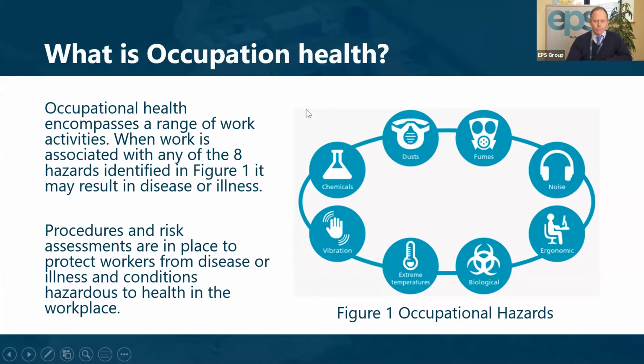So just to summarize, what is occupational health? Occupational health encompasses a range of work activities, and when work is associated with any one of 8 hazards as identified in the figure in the slide, it can result in disease or illness. This morning we're going to talk about hazardous substances as one of those potential 8. Procedures and risk assessments are put in place to protect all of us from disease or illness and conditions which are hazardous to health in the workspace.